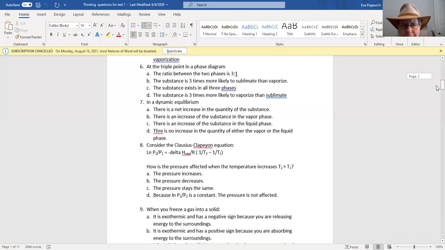At the triple point in a phase diagram, the ratio between the phases is 3:1. The substance is 3 times more likely to sublimate than vaporize. The substance exists in all 3 phases. The substance is 3 times more likely to vaporize than sublimate. C. Did you say C, Benita? Absolutely correct. The triple point is that point in pressure and temperature where the substance is going to exist as a liquid, solid, and a gas.